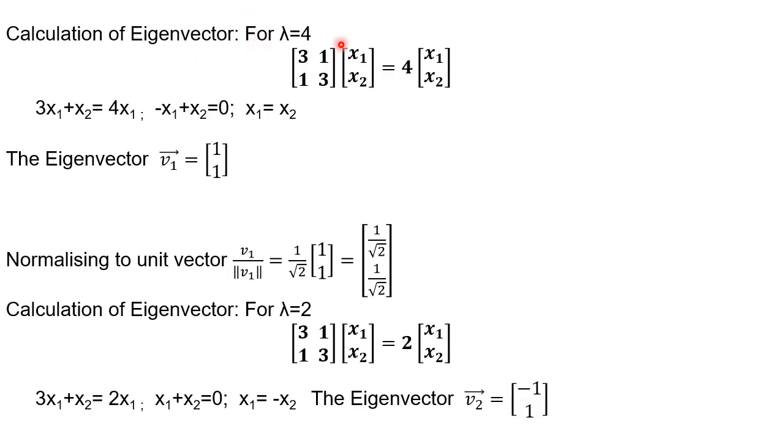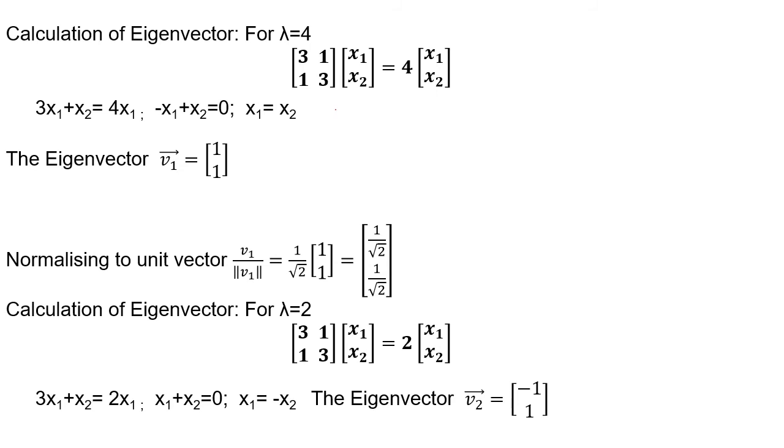Corresponding to eigenvalue lambda equal to 4, we have to construct an eigenvector. That is A x equals lambda x. A is [3, 1; 1, 3] multiplied by (x1, x2) equals 4 times (x1, x2). That will give me 3x1 plus x2 equal to 4x1, that is minus x1 plus x2 equal to 0, which gives me x1 equal to x2.